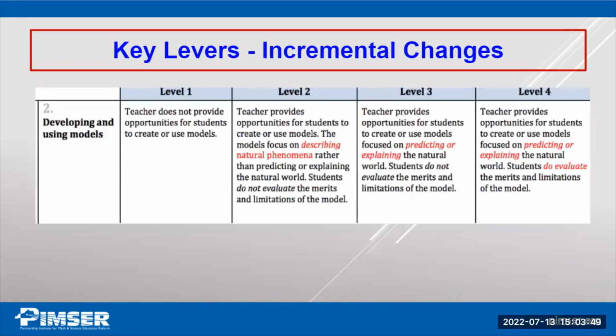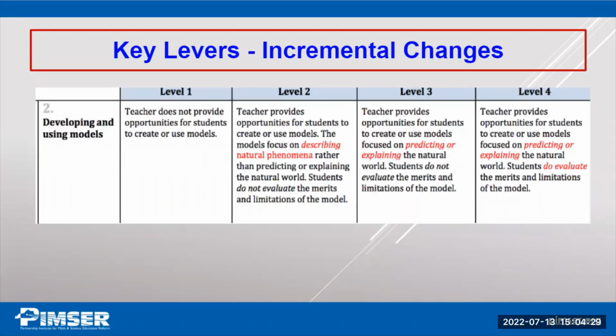We see at level 1, the teacher doesn't provide opportunities for students to create or use models. At level 2, the teacher is providing opportunities for students to create or use models, but the models are focusing on describing natural phenomena rather than predicting or explaining the natural world. Students aren't evaluating the merits and limitations of a model. Then at level 3, the teacher is providing opportunities for students to create or use models focused on predicting and explaining the natural world, but students are not yet evaluating the merits and limitations of models.